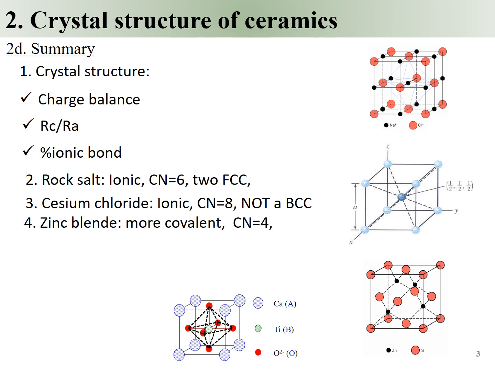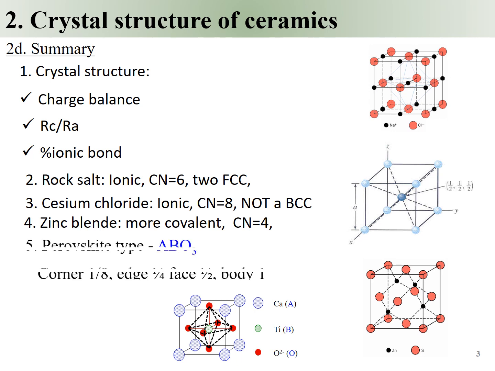Then the zinc blende. If we only use the RC over RA to calculate, it's supposed to have coordination number 6. But simply because zinc blende, zinc sulfide, has more covalent bonding between the zinc and sulfide, the coordination number changes to 4. So this number 4 is a special case. Please also remember this.